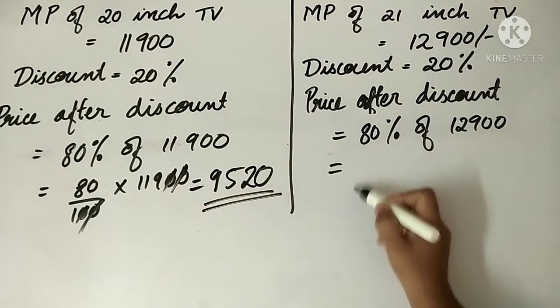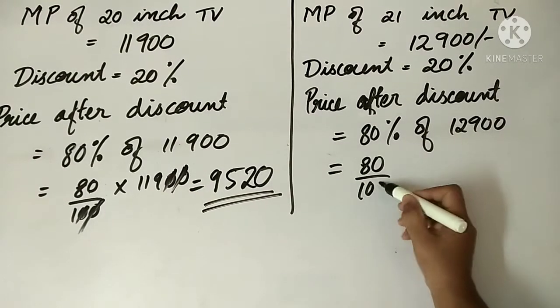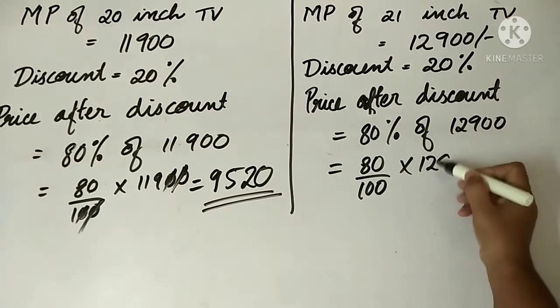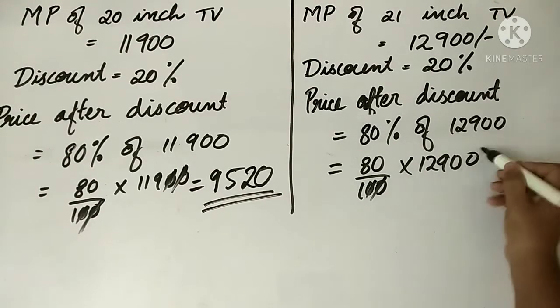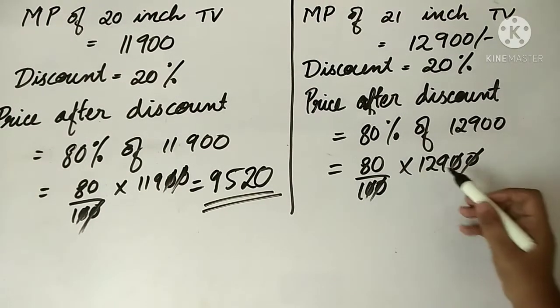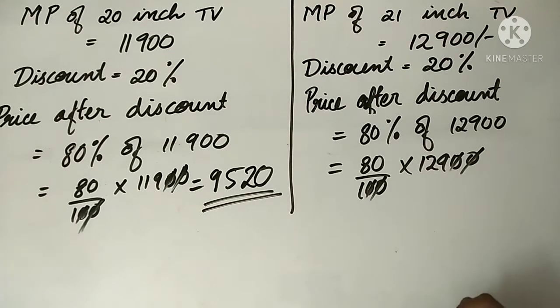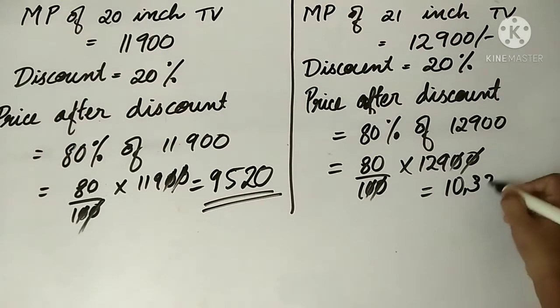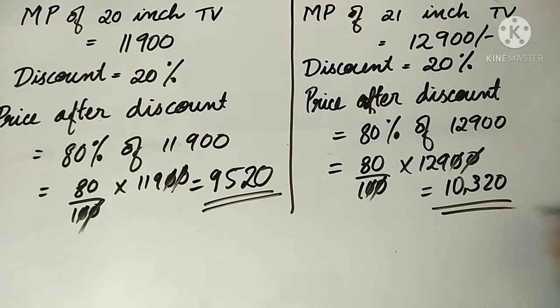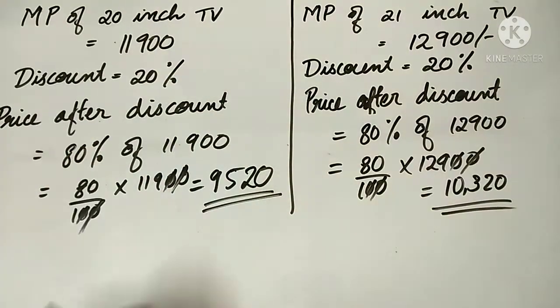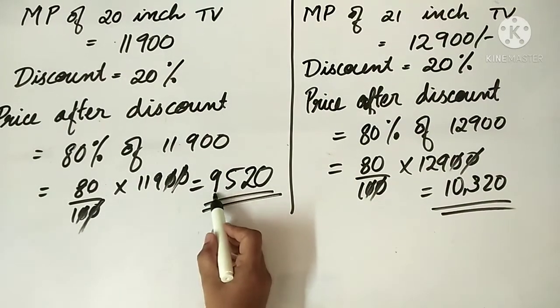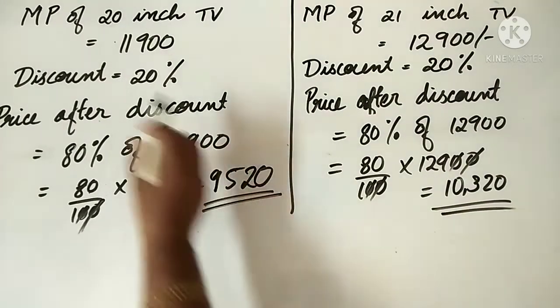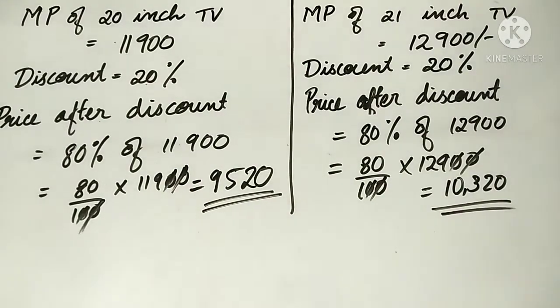Then price after discount of 21-inch TV is equal to 80% of 12,900. That is equal to 80 by 100 into 12,900. These zeros get cancelled. Balance 80 into 129. That is equal to 10,320. So which TV he will be opting? He will be opting 20-inch TV because it cost only 9,520 after 20% discount. This is less than 10,000.